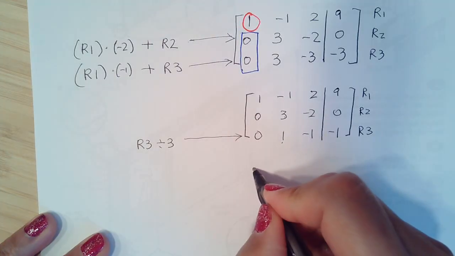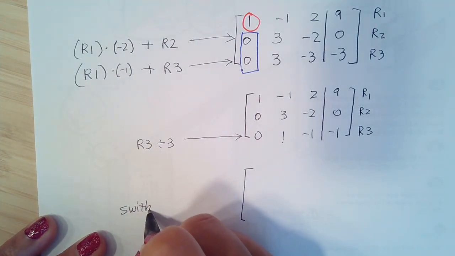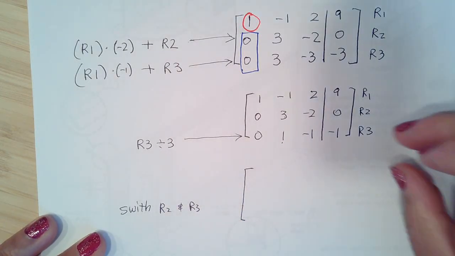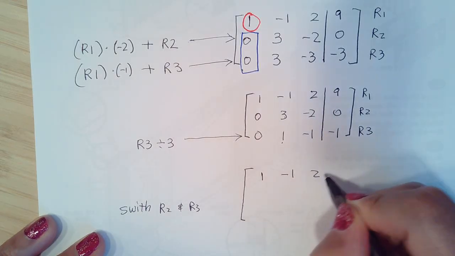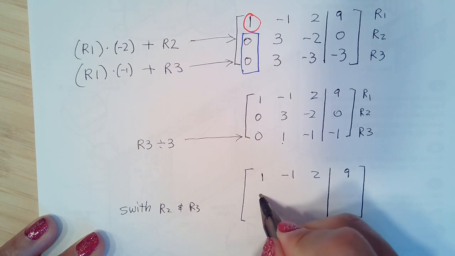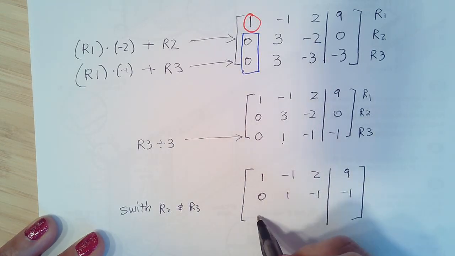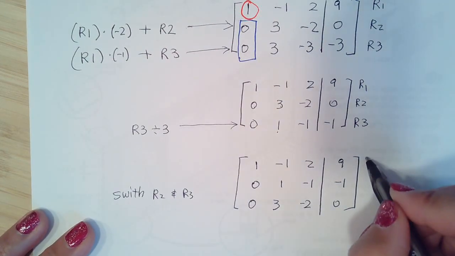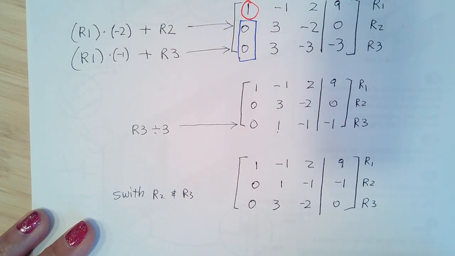So what I'm going to do is I will switch R2 and R3, which is just the previous one, okay? So the first one I keep the same, and I switch these two. So I'm going to write 1, negative 1 here, and I'm going to put 0, 3, negative 2, and 0. So that is my new R1, R2, R3. Phew.